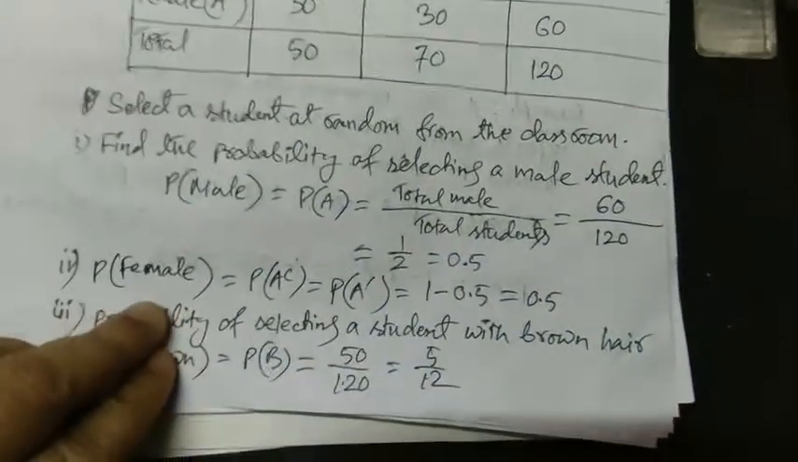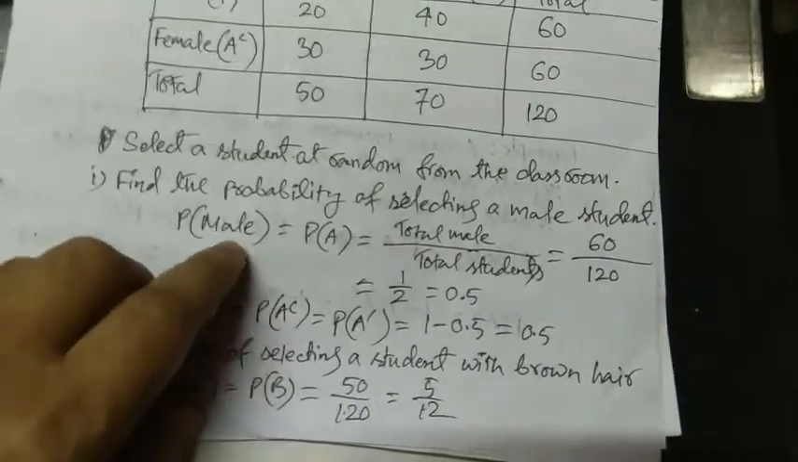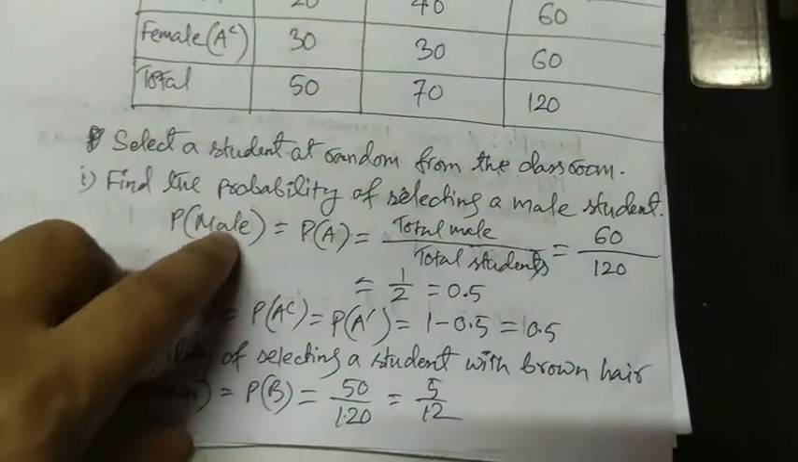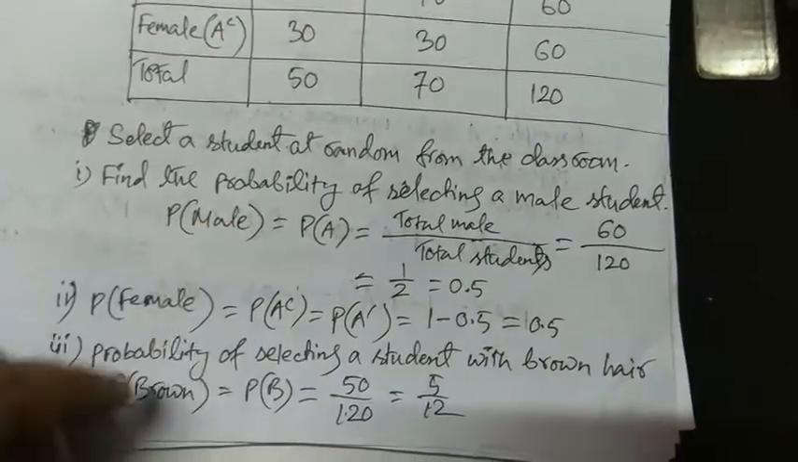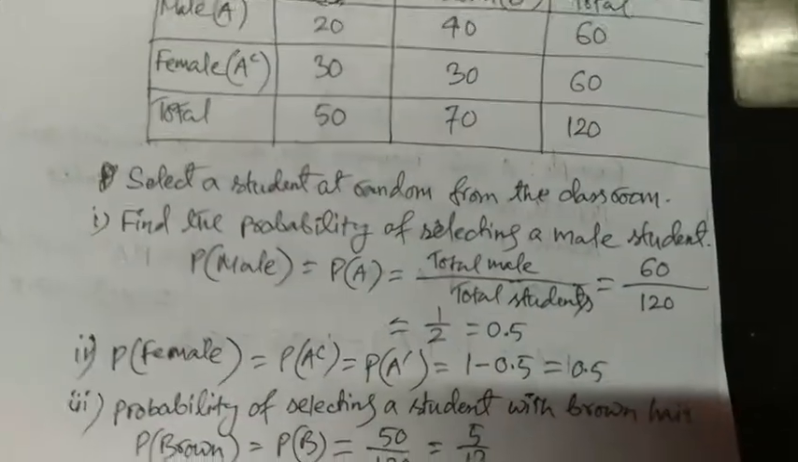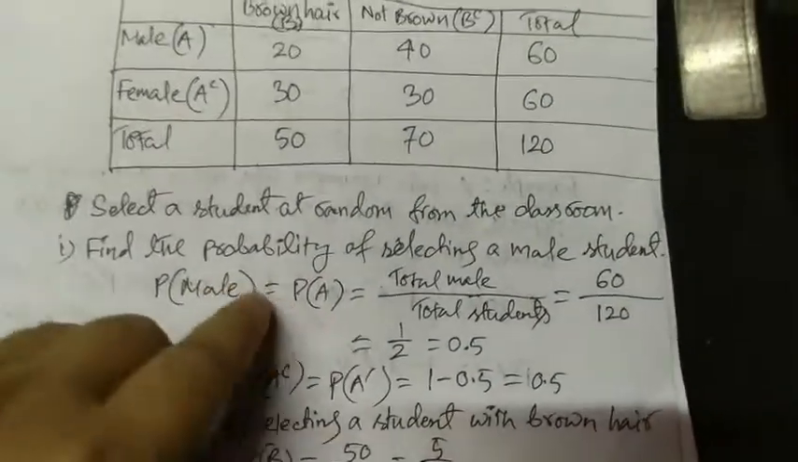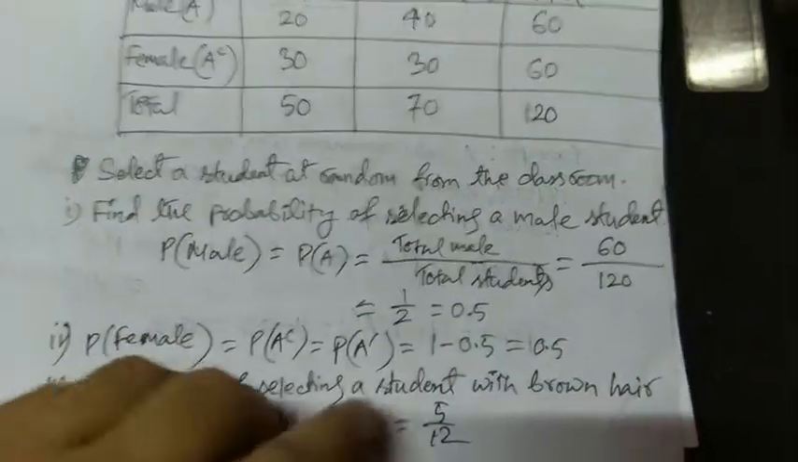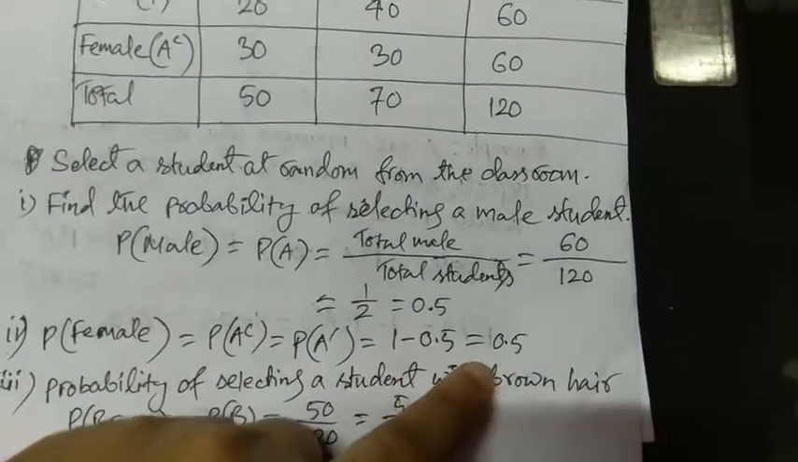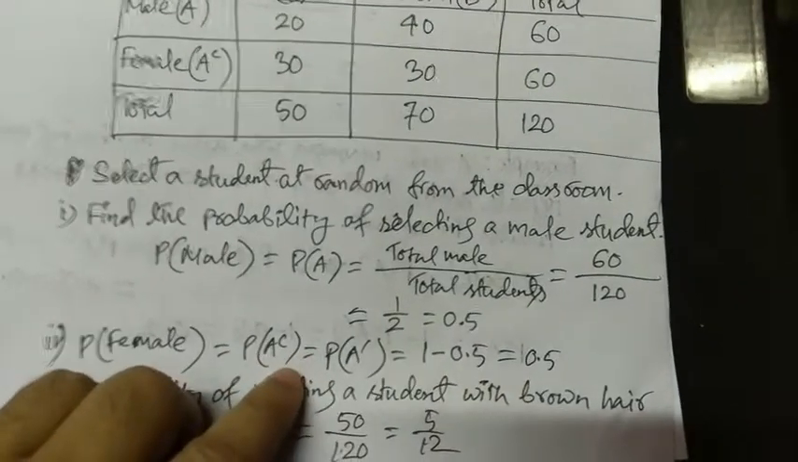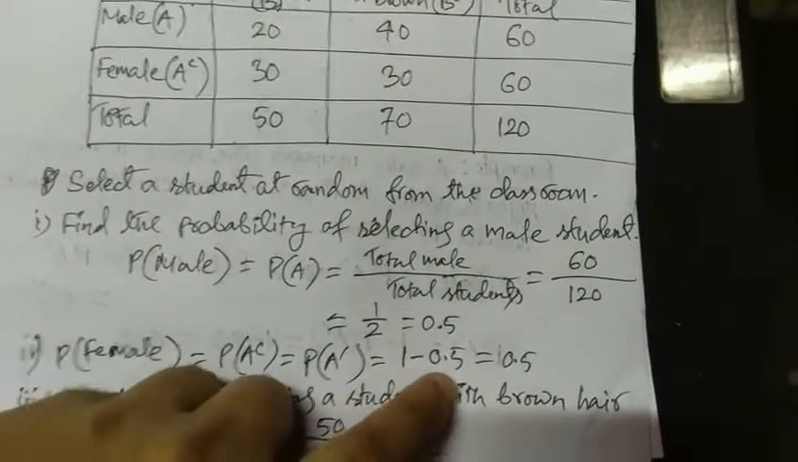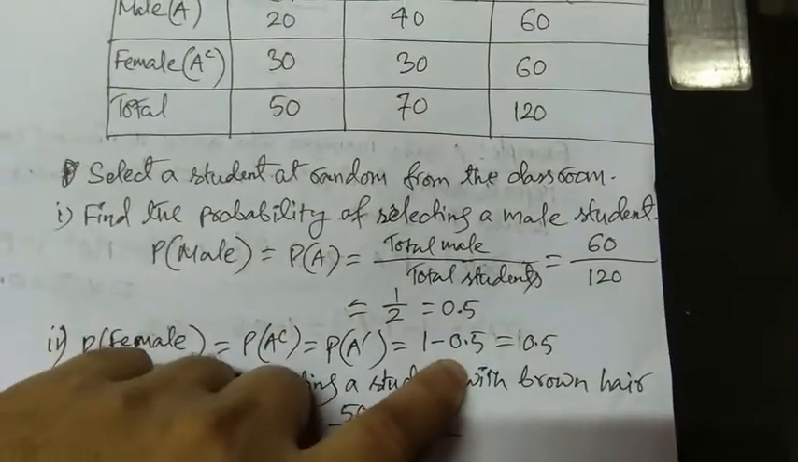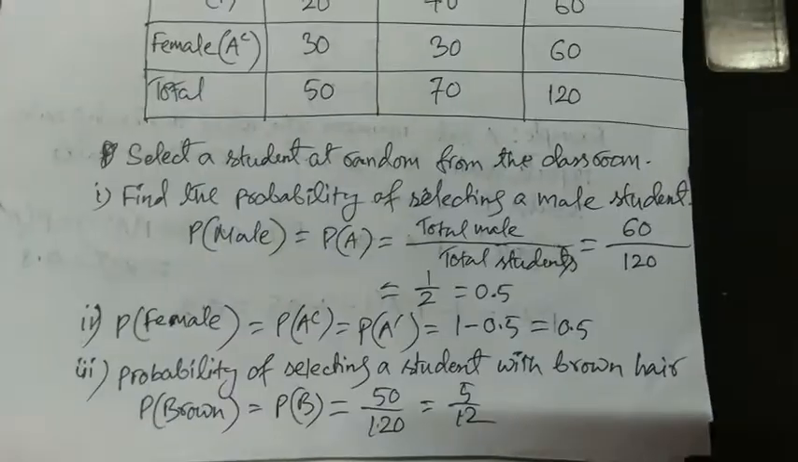So obviously probability of female is a complementary event of probability of male, because a student can be either male or female. So if the probability of male student is 0.5, obviously probability of female student should be also 0.5. So probability of female student is 1 minus 0.5. That means this one is 0.5. That's why 1 minus 0.5 is 0.5.